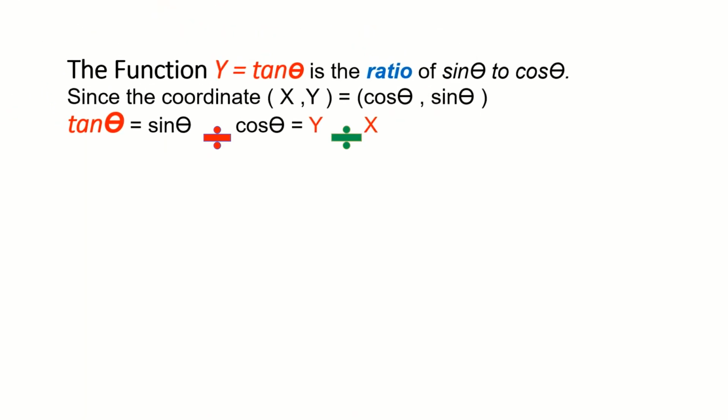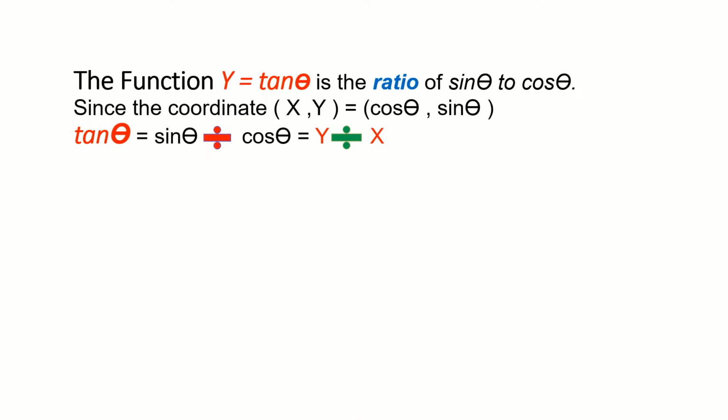The function y equals tan theta is the ratio of sine to cos theta. Since the coordinate xy equals cos theta, sine theta, tan theta is defined as the ratio of sine to cos theta, or y over x.